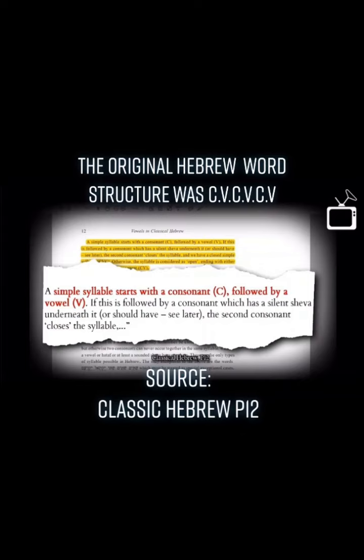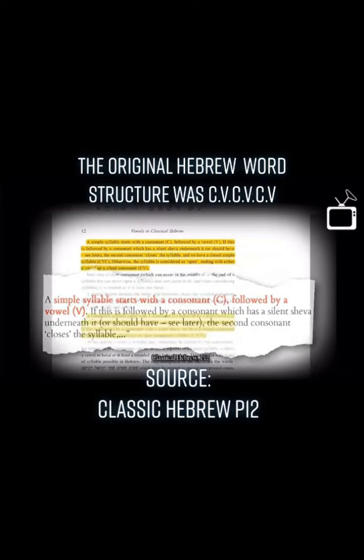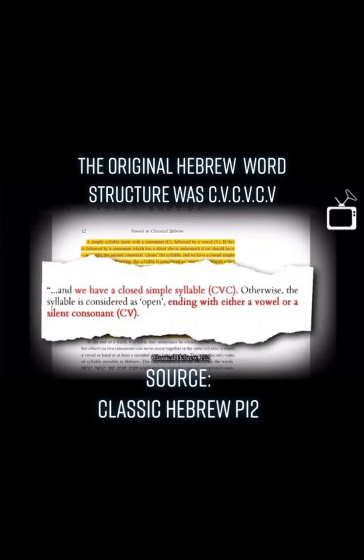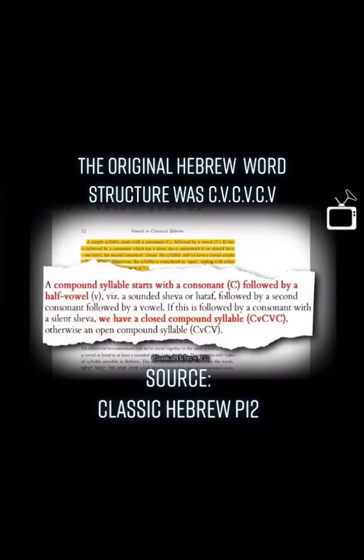A simple syllable starts with a consonant followed by a vowel. If this is followed by a consonant which has a silent shavah underneath it, the second consonant closes the syllable. And we have a closed syllable, and you see here consonant, vowel, consonant. Otherwise, the syllable is considered open, ending with a vowel or a silent consonant. And you still see the consonant vowel. A compound syllable, I'm messing up now. Guess my voice is getting dry.